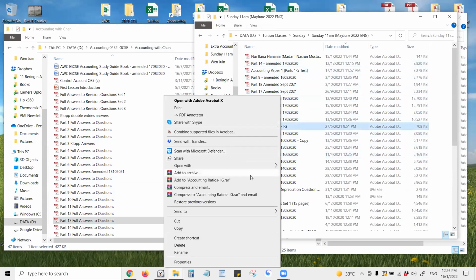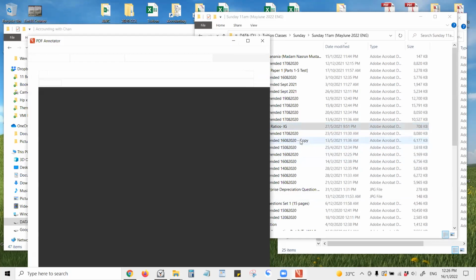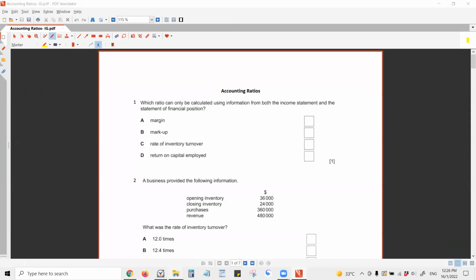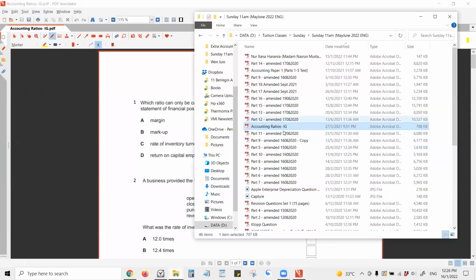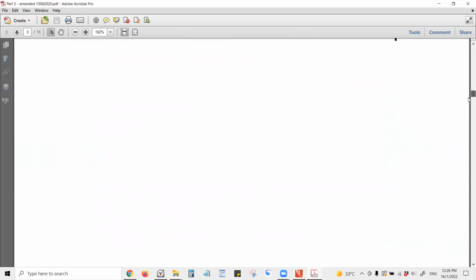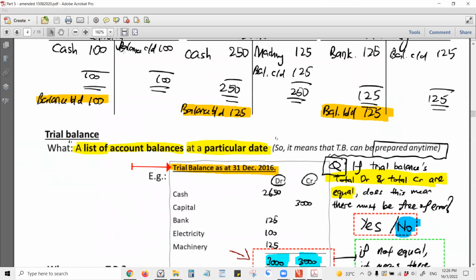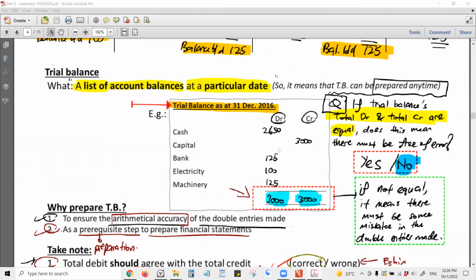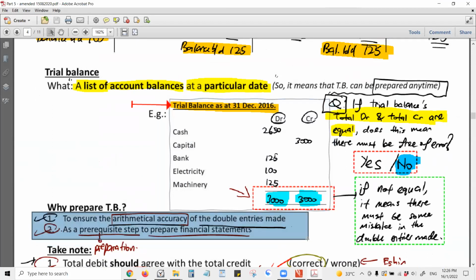Okay, here. Oh, purpose of preparing trial balance. You can see the chapter 5. This is trial balance that you learned in chapter 5. So just now you saw a question, what is the purpose, right? I tell you to copy and paste this, right? Maybe you want the explanation.